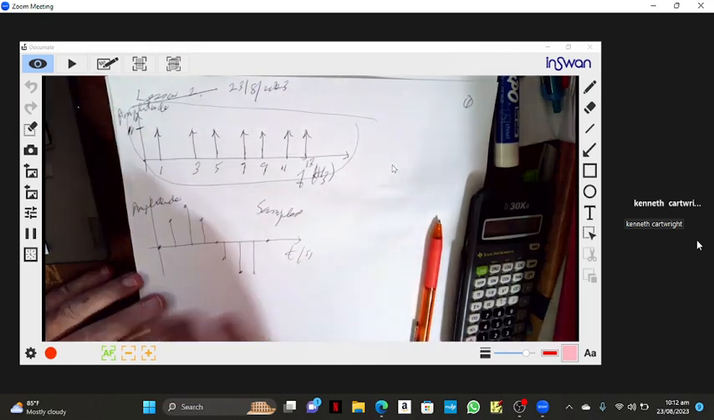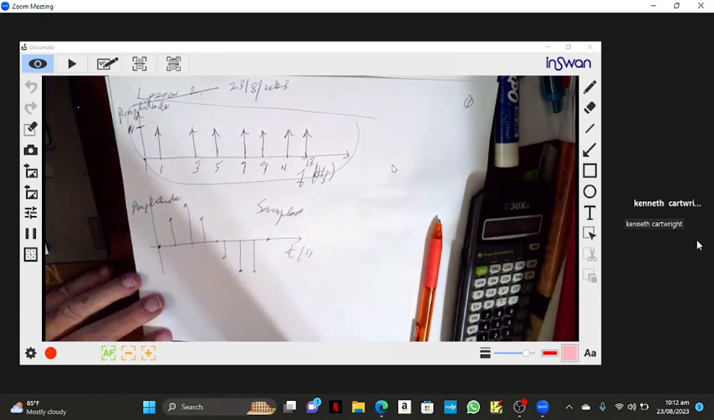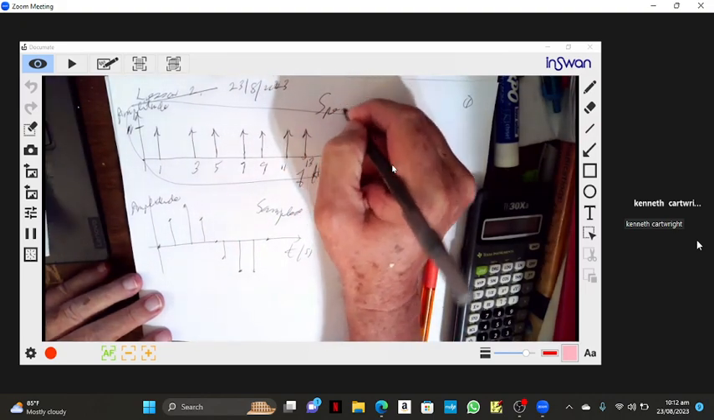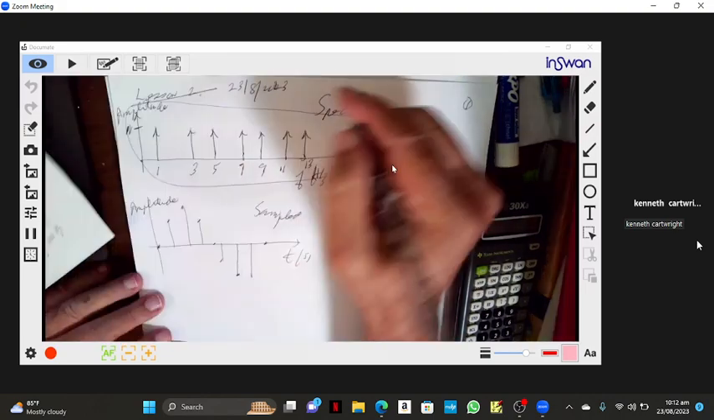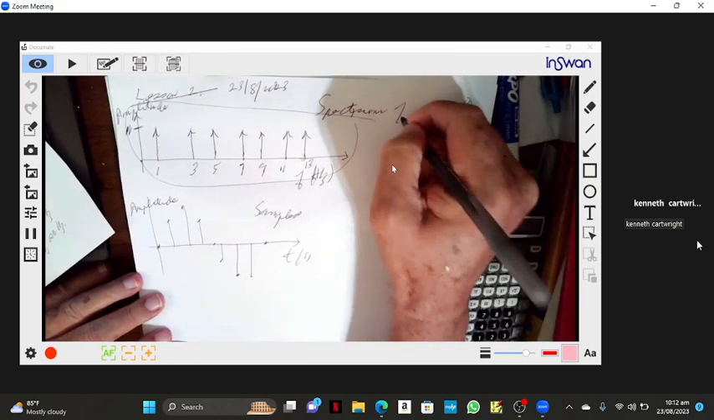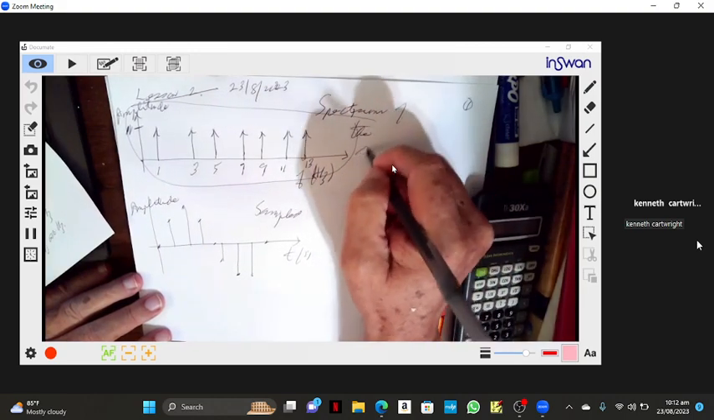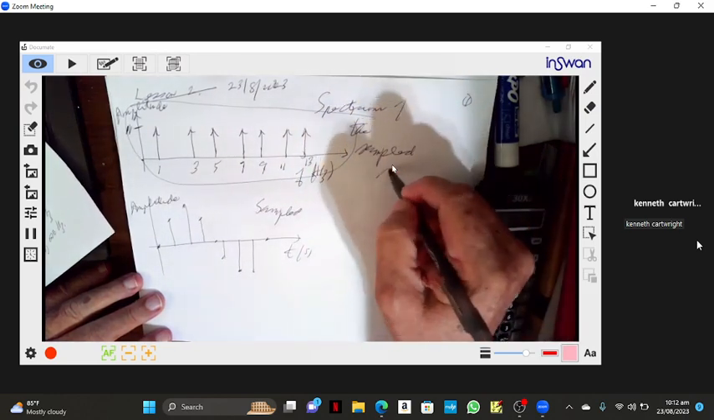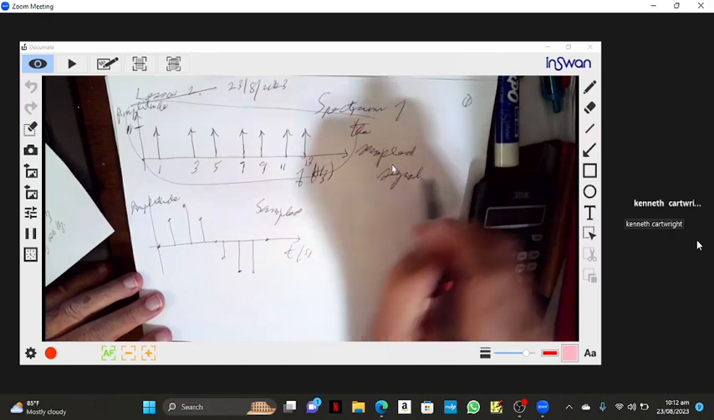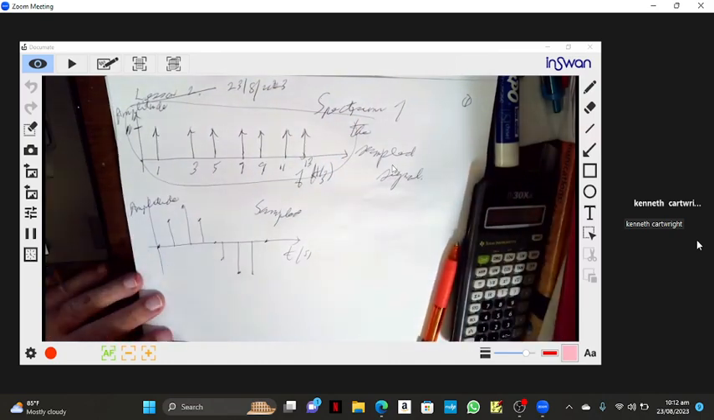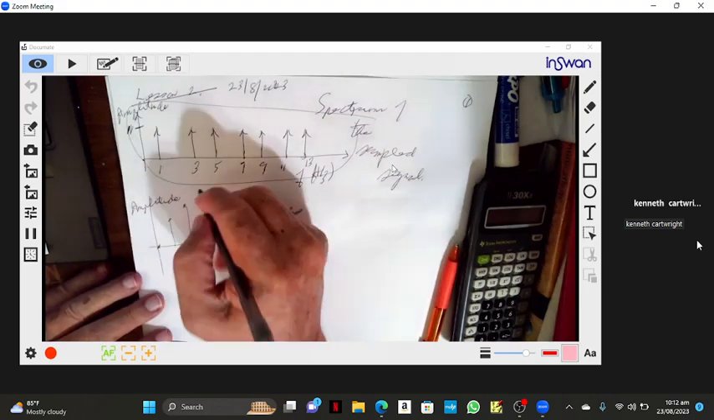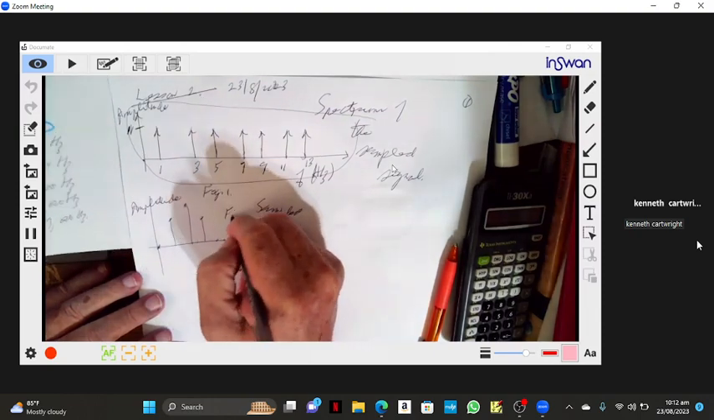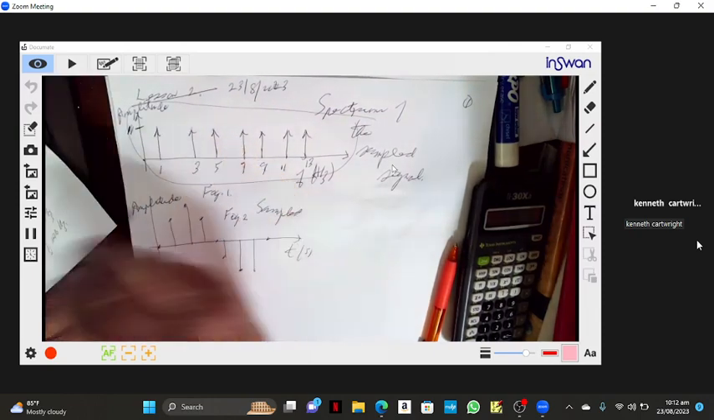And it's telling me at what amplitude. We did all this, and yet 2 days later, you don't remember. This is the spectrum. This is the spectrum of the sample signal. That's figure 1. And this is figure 2. This is the sample signal.